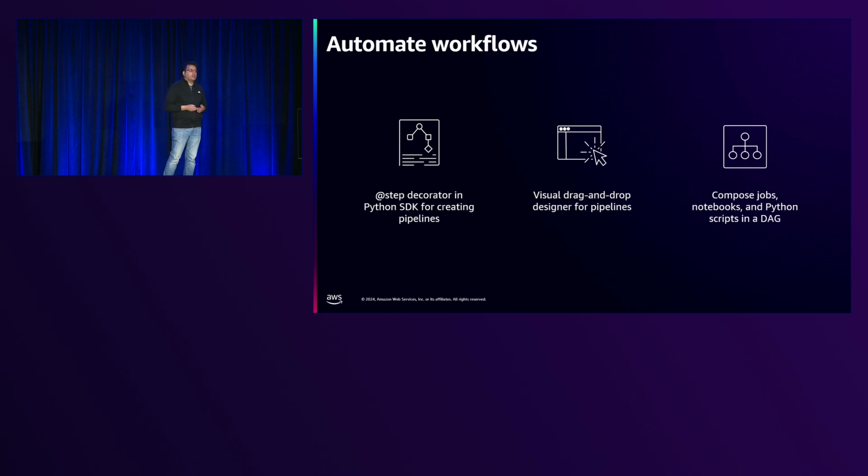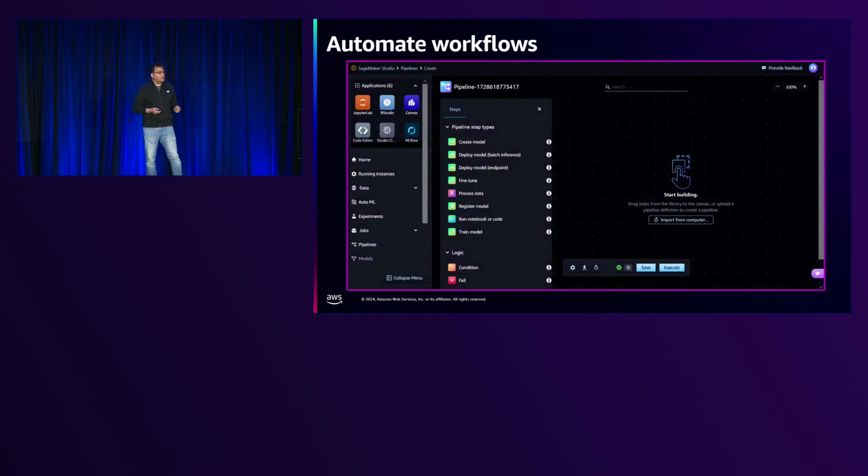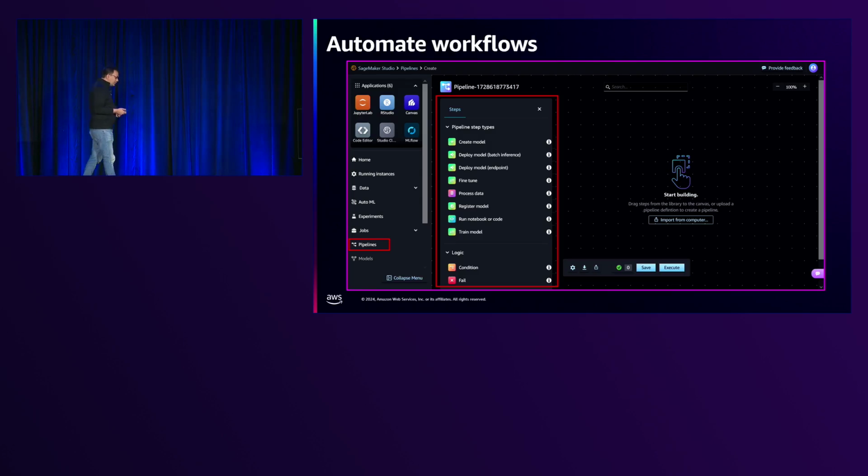Or you can also use the visual drag and drop designer. The visual drag and drop designer is a point and click interface. You go to the studio, you open the designer, and there you can find a repository of the built-in pipeline steps. You can start choosing the steps and drag them onto the visual canvas and connect them into a DAG to start making your pipeline.